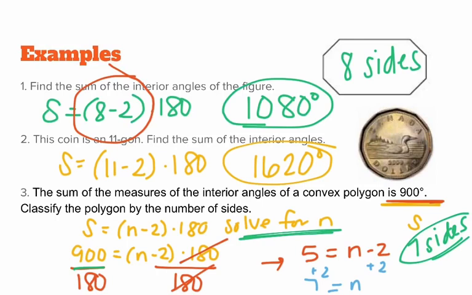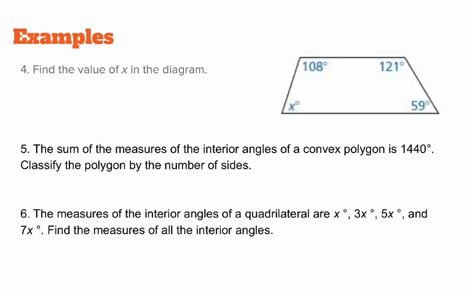So divide by 180 to both sides. Then I'm going over here. I have 5 equals n minus 2. Well, n's not isolated yet, so we got to add 2 to both sides and we get 7. Therefore, a shape with 900 degrees on the inside has 7 sides. All right, let's continue on with some more examples.